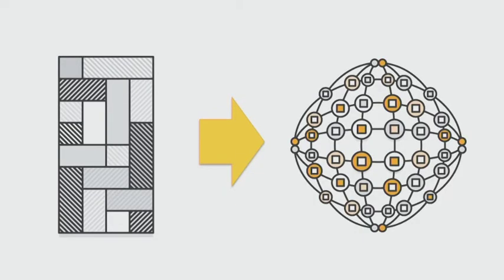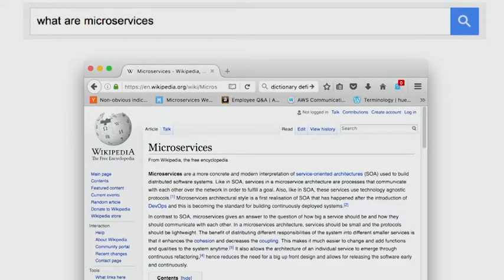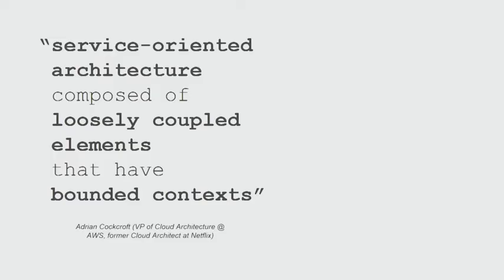Before I go into microservices, how Amazon divided, let's discuss what actually, in terms of definition, a microservice is. There's a Wikipedia definition. And this is one of the definitions given by Adrian Cockcroft, he's our VP of Cloud Architecture.